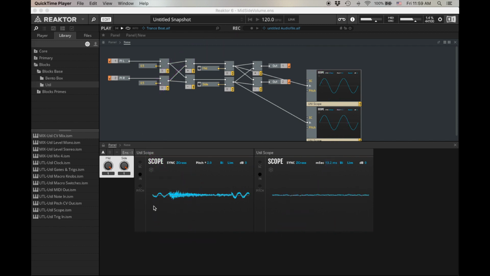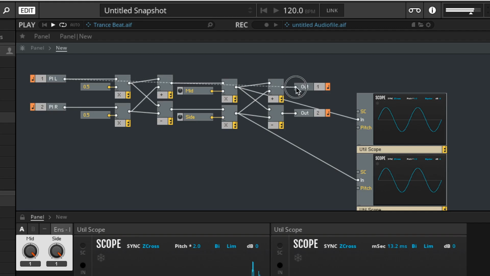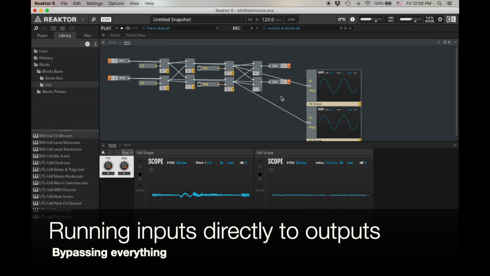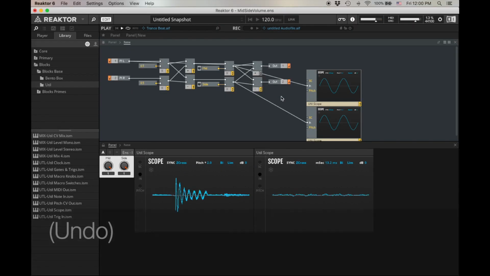Okay, so here I've just got two oscilloscopes. This is the mid, this is the side. All this Reaktor ensemble is doing is splitting out the mid and sides and then putting them back together. So right now I've split into mid and side and I'm putting it back together exactly as it started. So, just to show an example, if I just run those out, boom, no change in the sound.